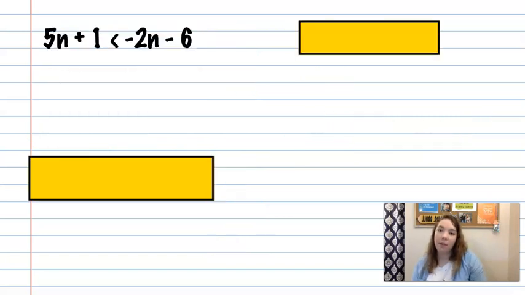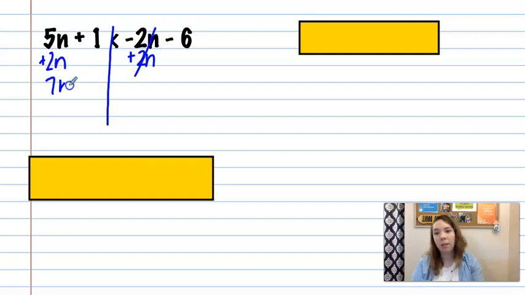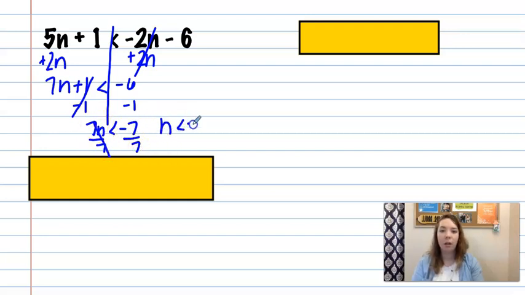Here we have 5n plus 1 is less than -2n plus 6. So I want to get my variables on the same side. I'm going to choose to add 2n to both sides. So we get 7n plus 1 is less than -6. And then we can subtract 1 and divide by 7. And I'm dividing by a positive here, so there's no need to flip. All right.